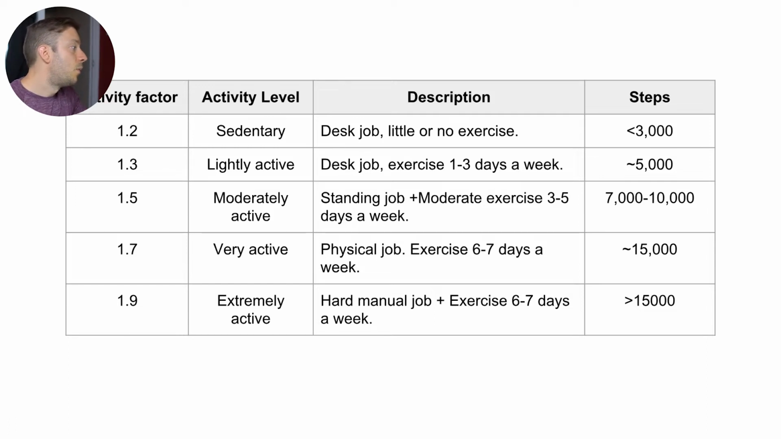5,000 steps. 1.5 would be moderately active, has a standing job and does moderate exercise 3 to 5 days a week, and that's around 7 to 10,000 steps. 1.7 would be someone who's very active, has a physical job and exercises 6 to 7 days a week, and that is around 15,000 steps per day. Now 1.9 would be someone who's extremely active, has a standing hard manual job and does exercise 6 to 7 days a week, and that would be over 15,000 daily steps.